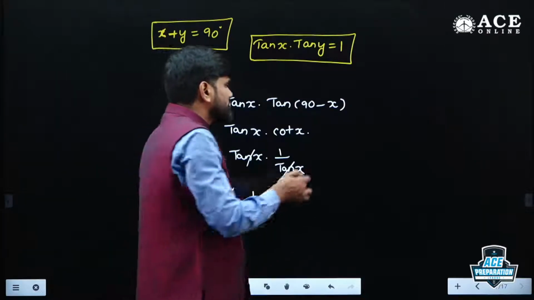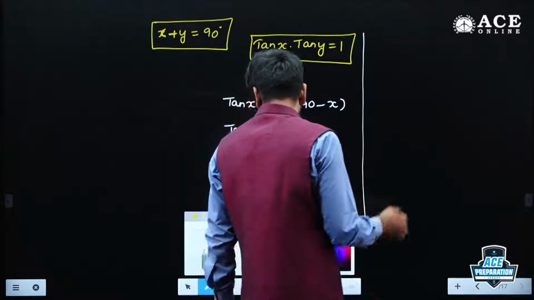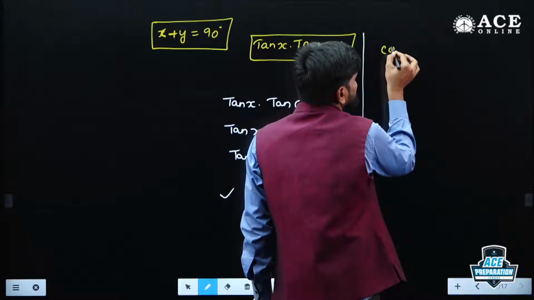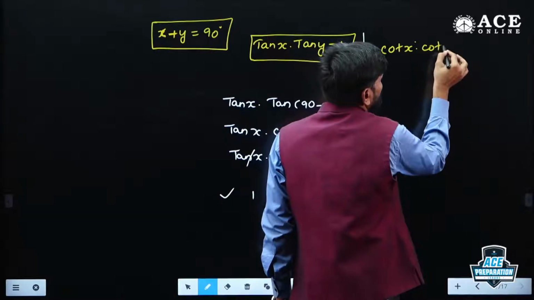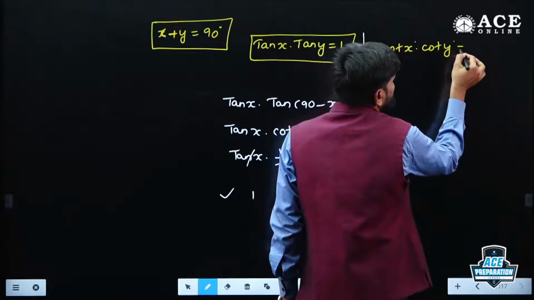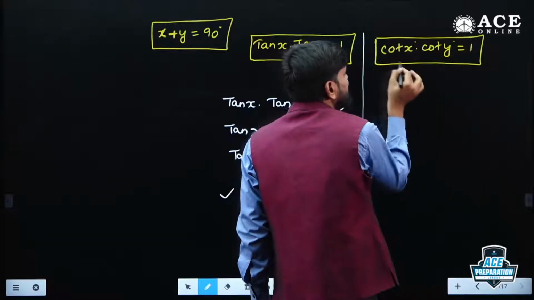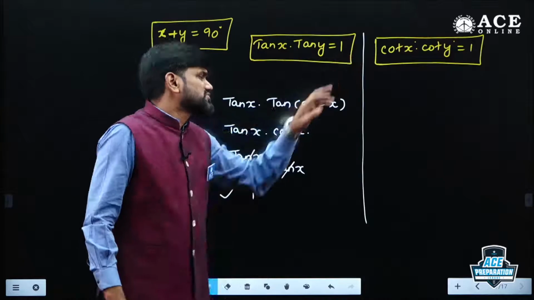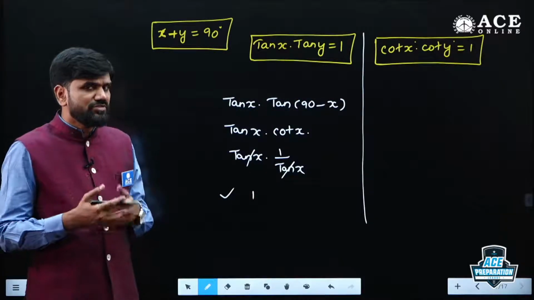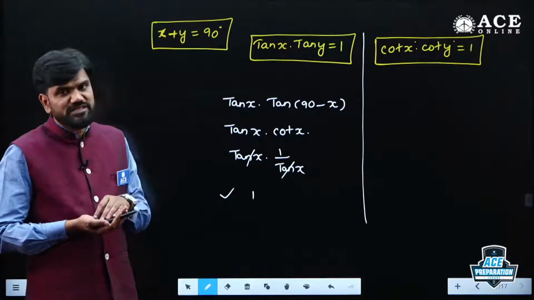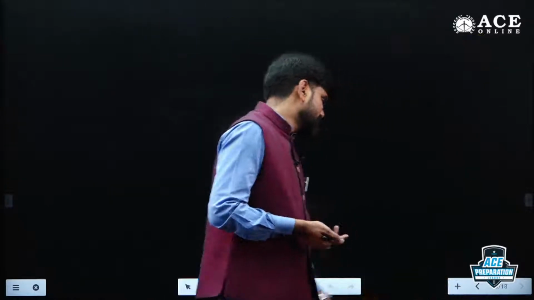Similarly, when x plus y together is 90 degrees, we can also say that cot x into cot y is also 1, provided x plus y is equal to 90 degrees. This is another thing you must know. That is also based on the same thought process. How do they give the questions based on this in the exam? Based on this, we have seen many questions. Let me show some examples over here.